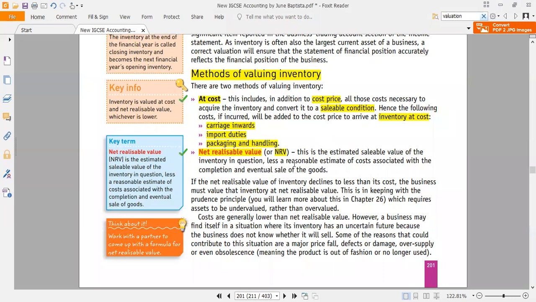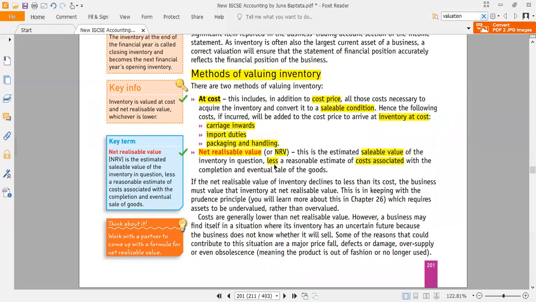Actually, that is the cost you have already incurred and a saleable value, how much you can sell it, and you have to subtract it. Let me highlight it. Okay, saleable value less a reasonable estimate. Less, why you have to subtract it? Cost associated with the completion of, I mean, explanation would be given.